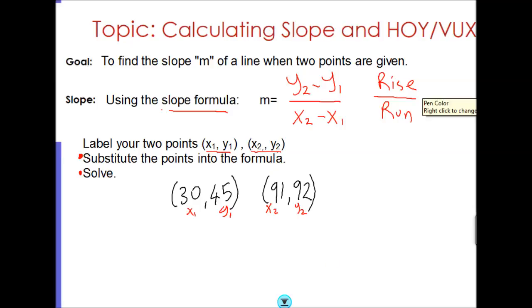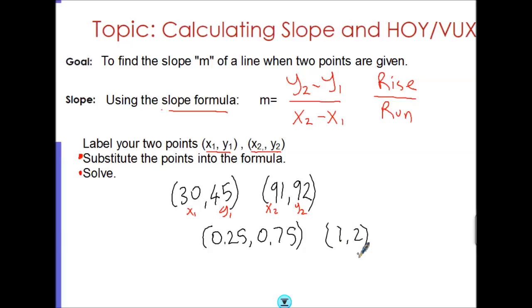Another crazy slope example would be if I were to try to find 0.25 and 0.75, that's one of my points, and if the other point is 1 and 2, we won't be able to accurately determine the amount of rise and the amount of run by just looking at the graph visually, so we would need an algebraic way to find the slope.